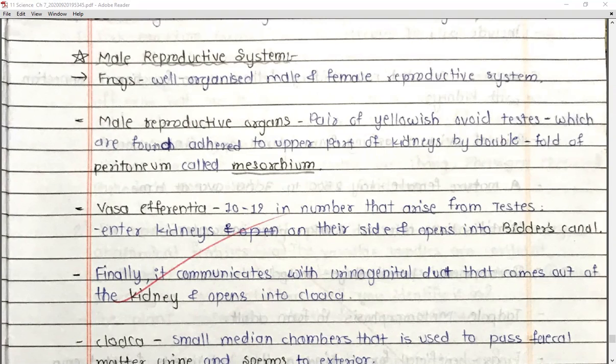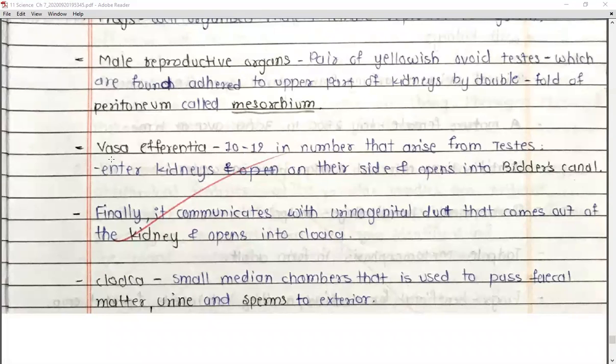That is on the upper portion of the kidneys, there will be the presence of the testes. Now there will be the presence of vasa efferentia. Again, what is this vasa efferentia going to do? They are going to carry all the sperms which are released, right? So the passing of the sperms is carried out by the vasa efferentia.